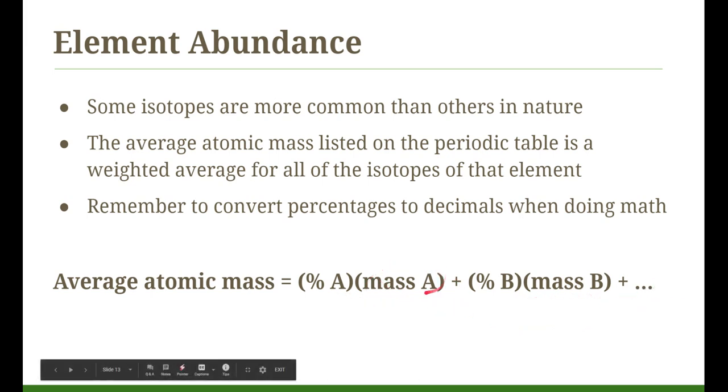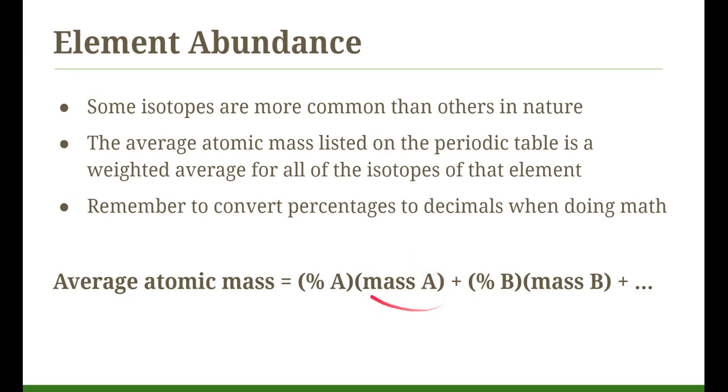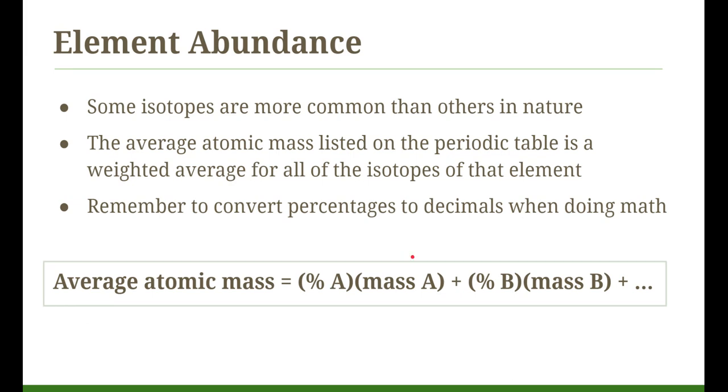These masses are going to be whole numbers because they're just the number of protons and neutrons. So for example, with the carbon before, this would be 11 and 12 and 13 and 14, whereas these would be the percentages of each one of those isotopes and how often they're found in nature.